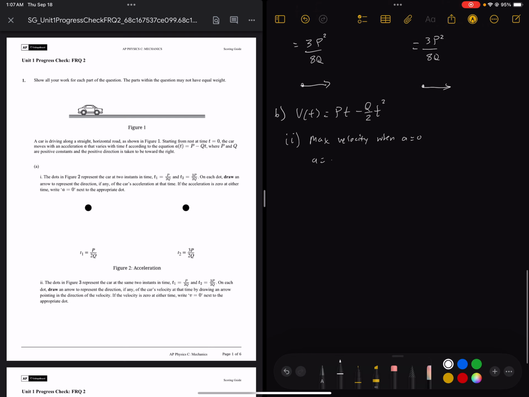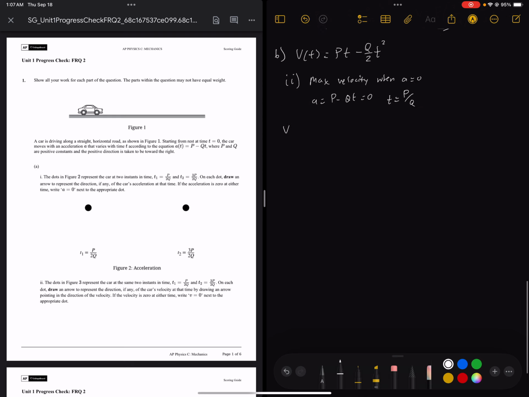So I know that A is equal to P minus QT. I'm sorry, QT. So P minus QT. I don't know why I want to keep putting Q over T. QT. All right, I'm going to set that equal to 0. T is equal to P over Q. All right, now I'm going to plug that P over Q into the expression for velocity. And I'm just going to have to go kind of fast because it is getting late. P over Q. All right, minus Q over 2 times P over Q quantity squared. And that's going to equal P squared over Q minus P squared over 2Q.